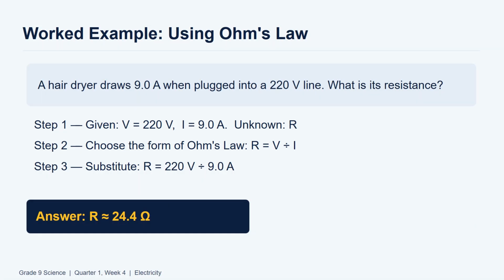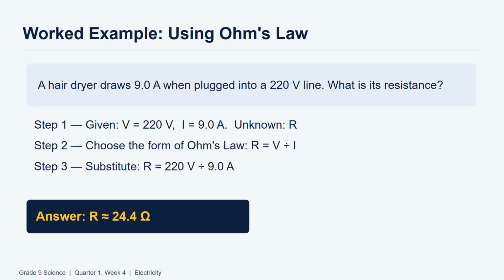Let's apply Ohm's law to a real, everyday example. A hair dryer draws 9.0 amperes when plugged into a 220-volt line. What is its resistance? Step 1, we identify what's given. V equals 220 volts, and I equals 9.0 amperes. We want to find R.